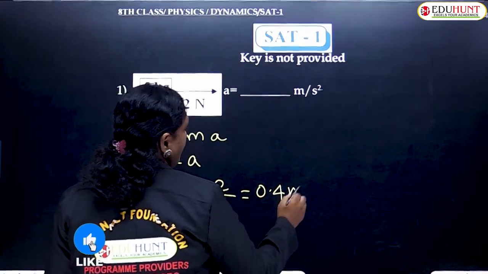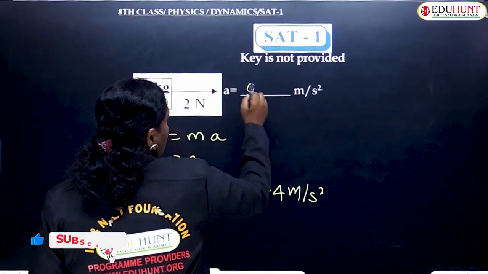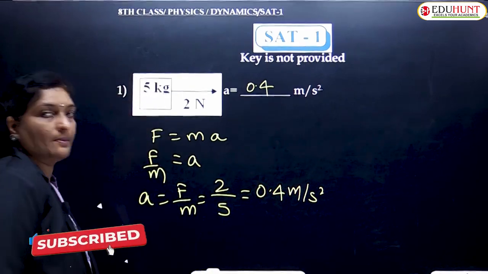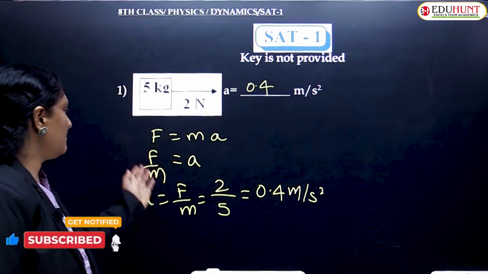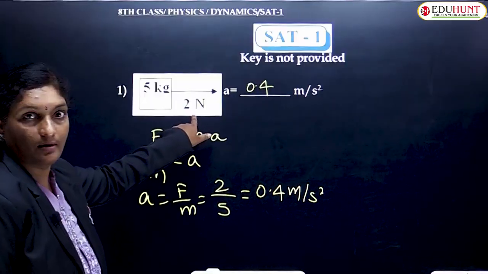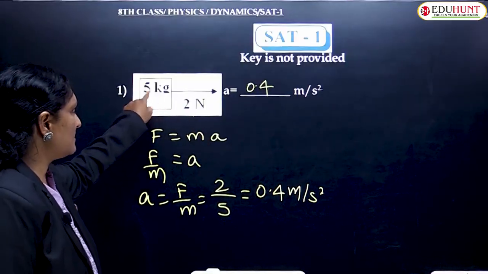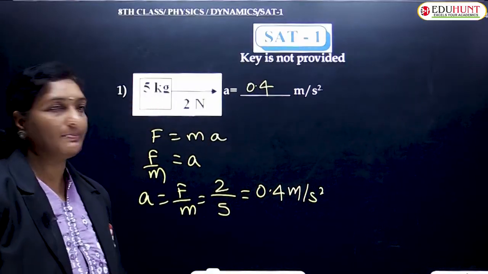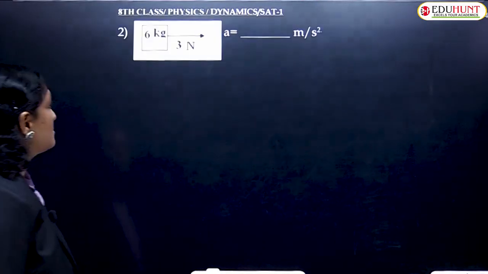0.4 meter per second square. So the answer is 0.4 meter per second square. Simple. F equals ma or A equals F by m. F is given here as 2 newton and mass 5 kg. 2 by 5 you simplify, 0.4. Next question.